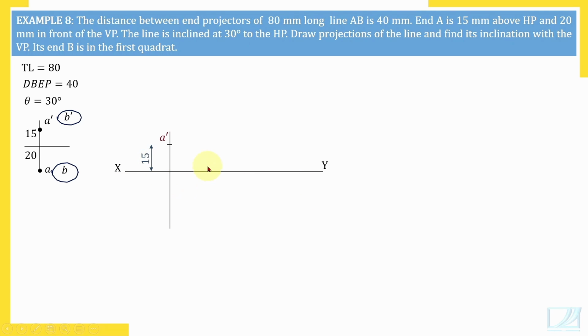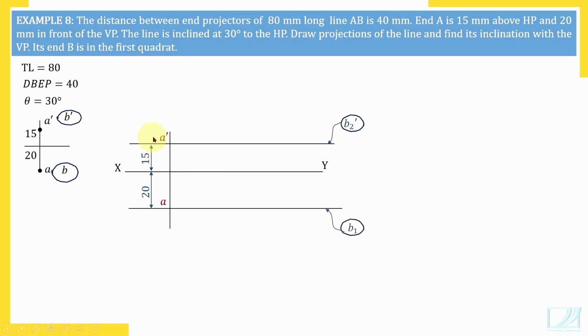Then on the projector, carefully measure the distances and mark the front view of point A and the top view of point A. To all labeled points, there must be horizontal lines and also vertical lines. So through A dash, the vertical line is of course there, that is the projector of A. I have drawn horizontal lines. On this horizontal line, we already know that this is point B2 dash, and on this horizontal line, we already know that this is line B1.